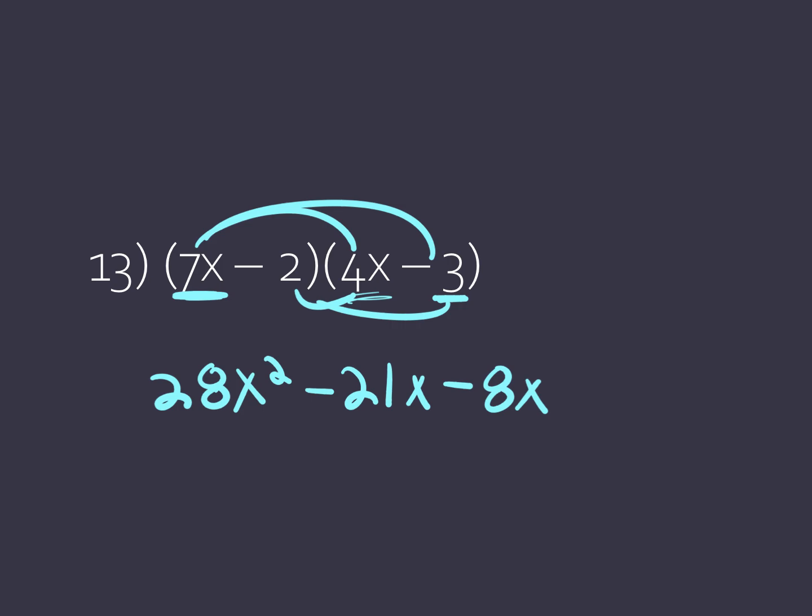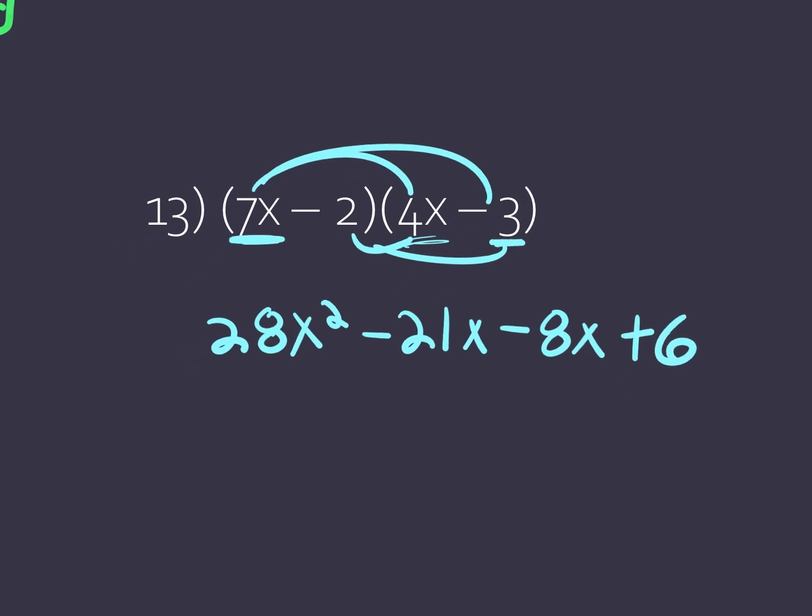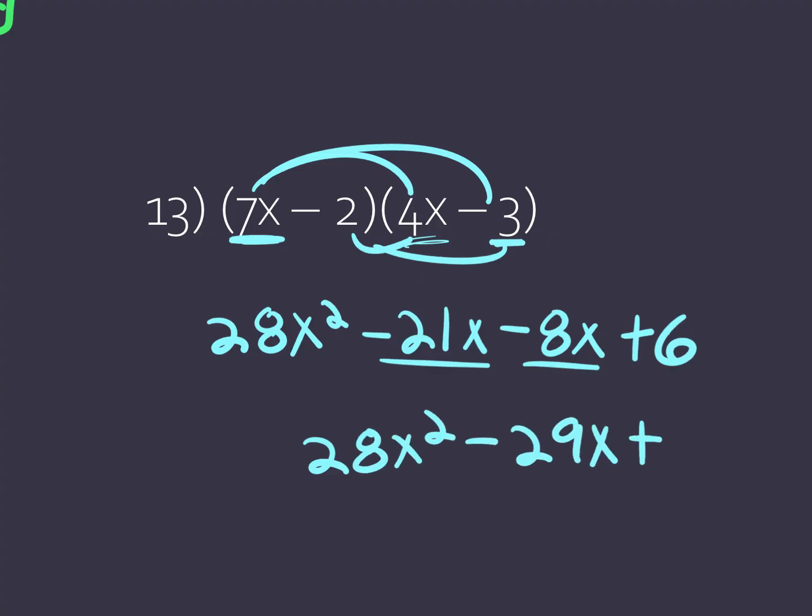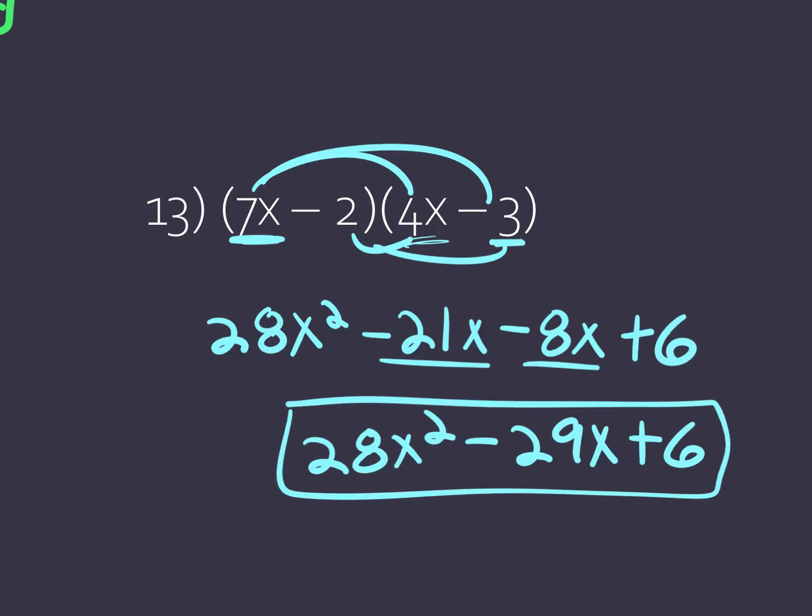Negative 2 times negative 3 is going to get you positive 6. So that's our last times our last. All right. And then from here, when we combine like terms, that is going to get us negative 29x. So we get 28x squared minus 29x plus 6. All right, not bad. Good.